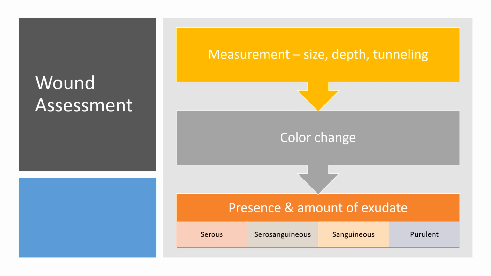Other assessment changes that are noted are changes in skin color, the amount and the odor of any exudate. Wound exudate may be classified as serous, serosanguinous, sanguinous, or purulent. Serous exudate is clear. Serosanguinous exudate is pink tinged due to a mixture of serous fluid and blood. Sanguinous is blood exudate, and purulent exudate is a pus exudate that indicates an infection.